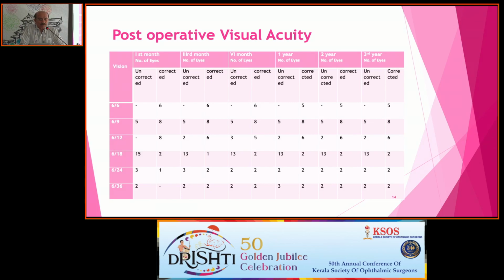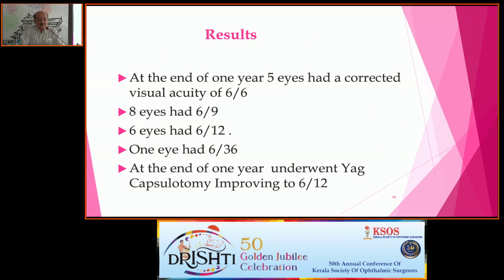At the end of 3 years, 5 eyes had 6/6, 8 eyes had 6/9, 6/12 in 6 eyes, 2 eyes had 6/18, 2 eyes had 6/24, and 2 eyes had 6/36. Results at a glance: 5 eyes had a corrected visual acuity of 6/6, 8 eyes 6/9, 6 eyes 6/12, 1 eye had 6/36. At the end of 1 year, 1 eye had a thick posterior capsule opacification without YAG capsulotomy.